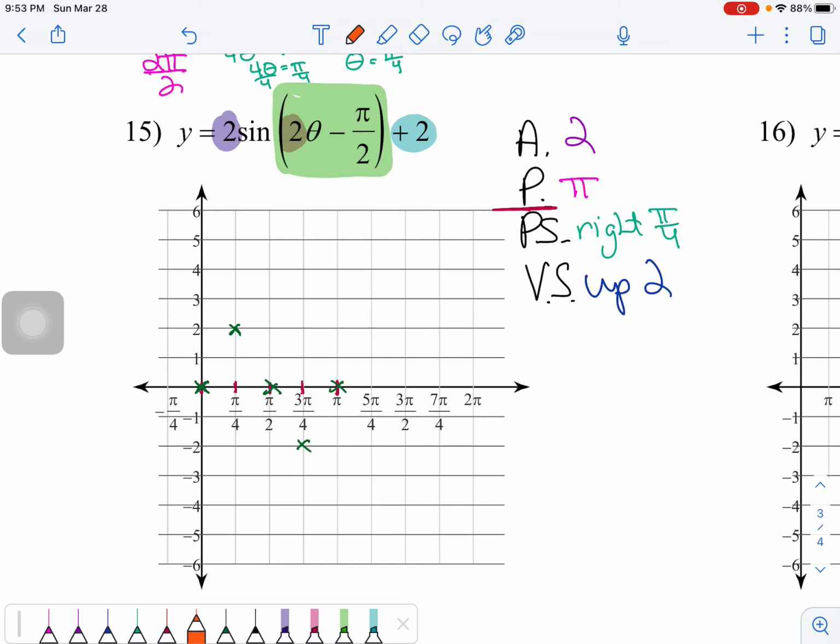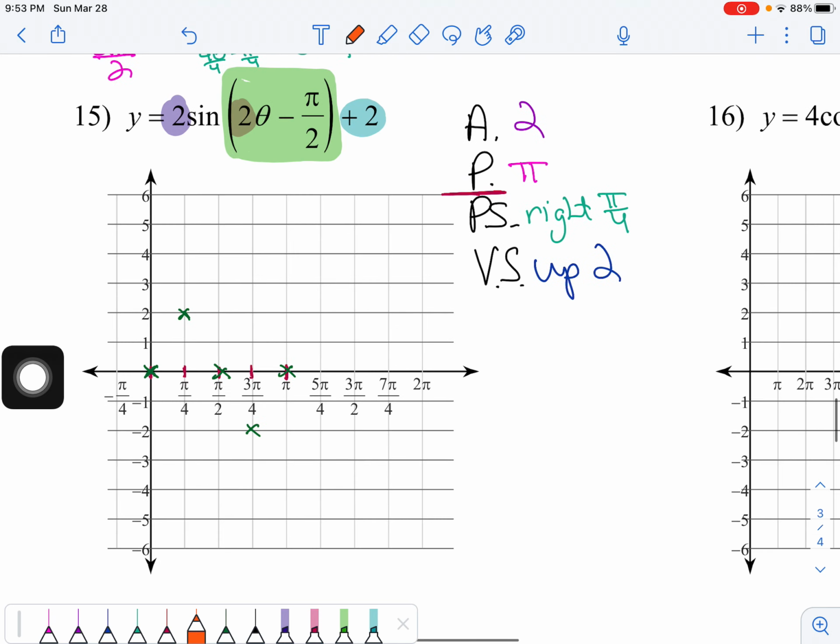Now, every one of these points needs to now deal with the shifts. Now, pi over 4 is 1 space from the y-axis. So I'm going to go ahead and mark that as 1 space. So I need to move 1 space to the right and up 2, which is going to get a little bit weird because some of these x's are already where they need to be. That's okay. 1 space to the right and up 2. So my sine graph has been shifted to right there.